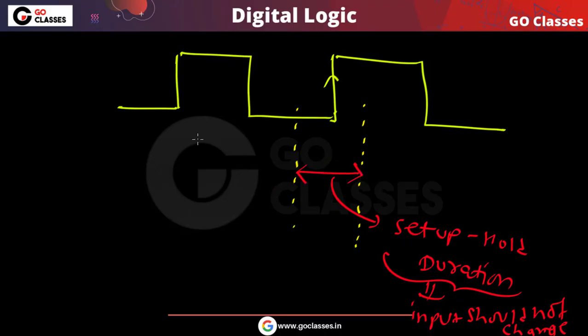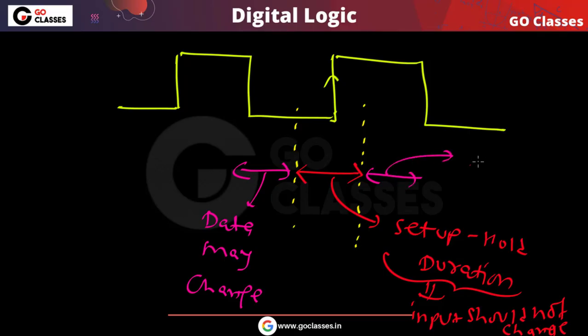So where can your data change? Your data can change here, in this period. Here data may change, no problem, and here data may change too. During this period also data may change. This is the complete explanation.